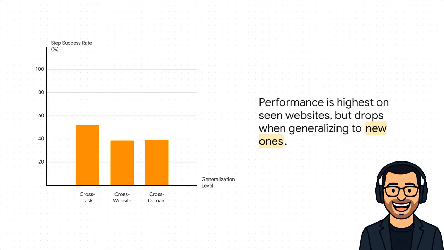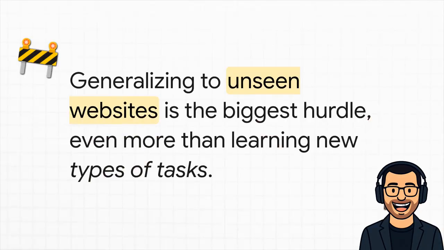And this highlights the single biggest hurdle for web agents. So what that tells us, the crucial takeaway here, is that it's not the type of task that's hardest for the AI to learn, it's the unique design, the layout, and the logic of each individual website. An AI can get the general idea of booking a flight, but grounding that knowledge in the specific buttons and forms of a brand new website, that's the real frontier.